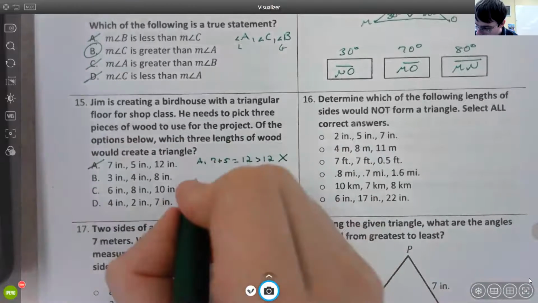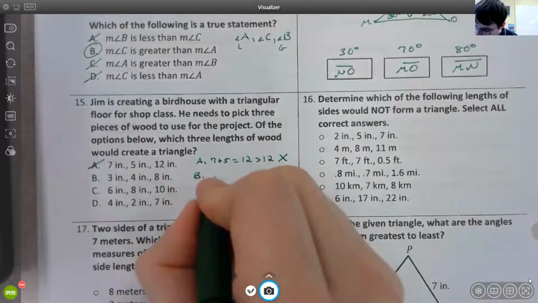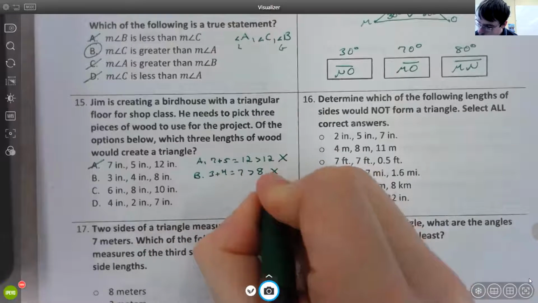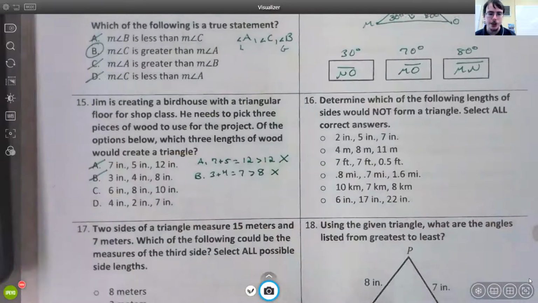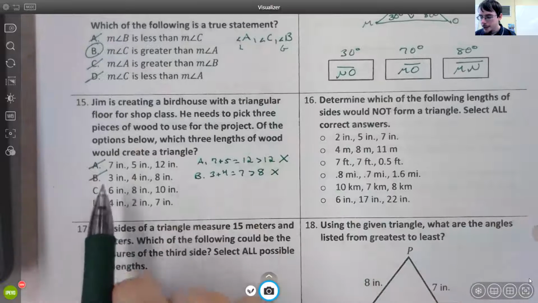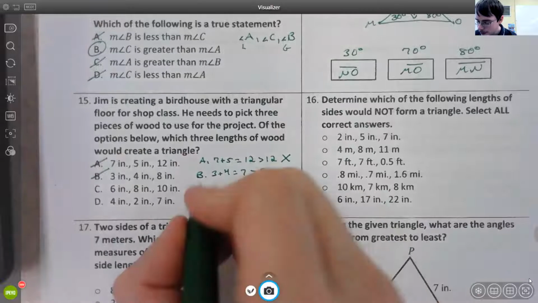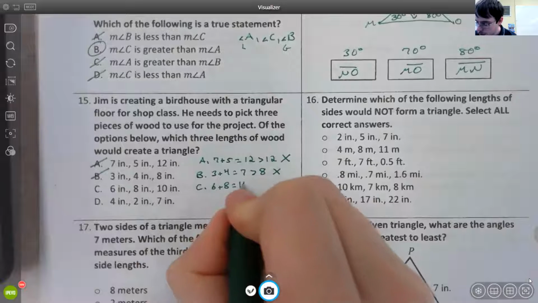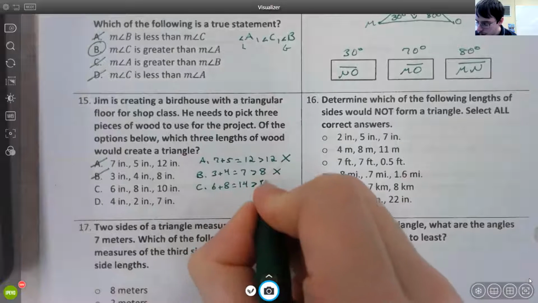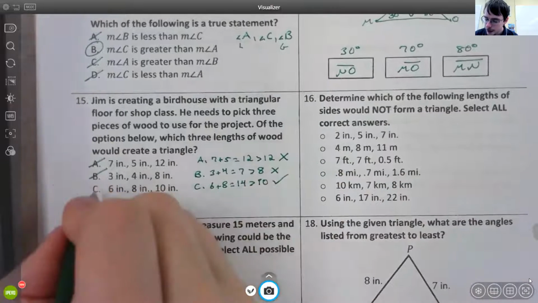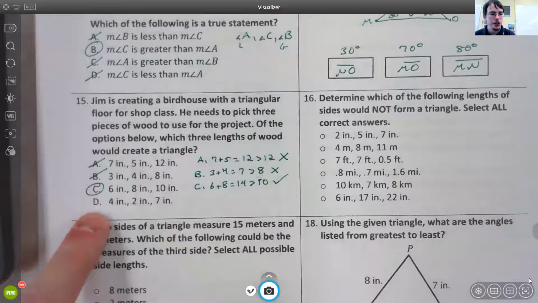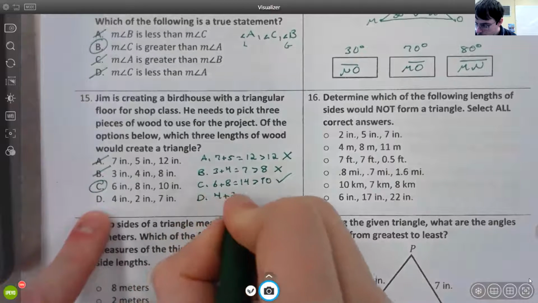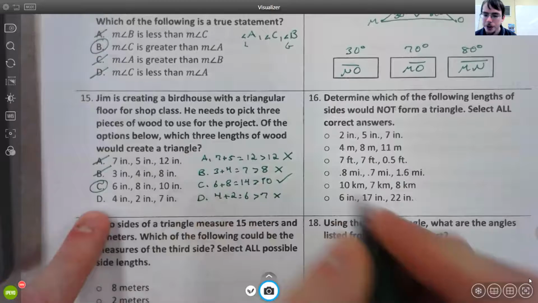Let's look at B. B says 3, 4, and 8. 3 plus 4 is 7. Is 7 greater than 8? No, so it's not a triangle either. C says 6, 8, and 10. We take 6 and 8, add them together, and that gives us 14. Is 14 greater than 10? Yes. So C is our answer, but just to show you that D wouldn't work either. 4 plus 2 is 6, which is not greater than 7.